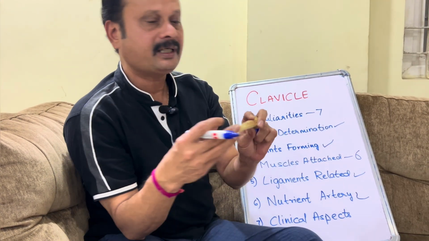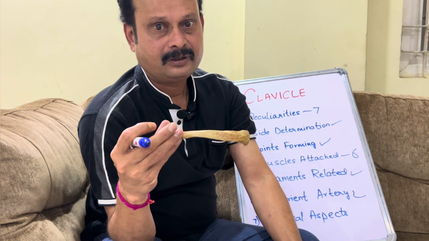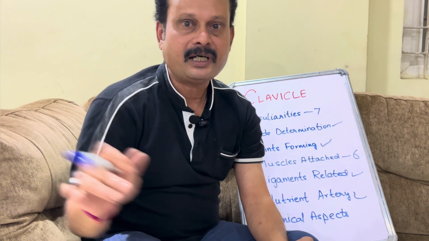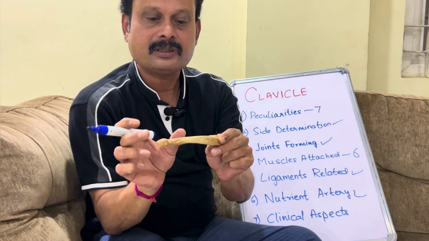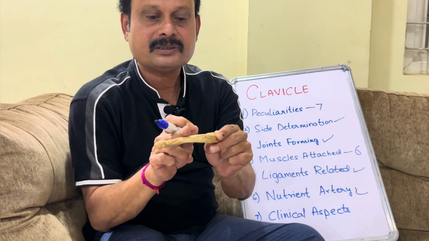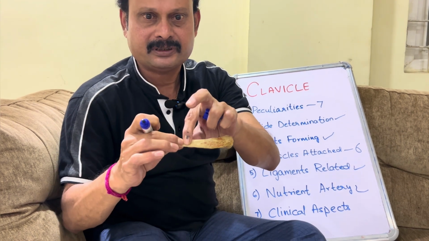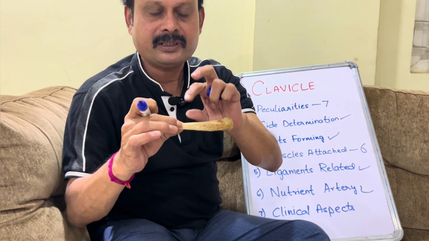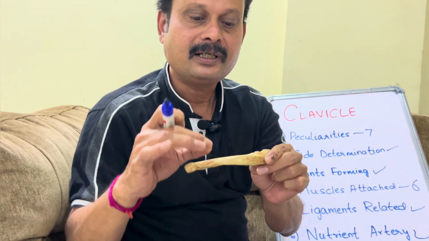And the last one, clinical aspects: where exactly it is commonly fractured. When there is a fall on the outstretched hand, definitely the junction between the medial 2/3 and the lateral 1/3 is the commonest site of fracture, because it is the meeting point of two different curvatures. So it is subjected to more stress when there is a fall on the outstretched hand.